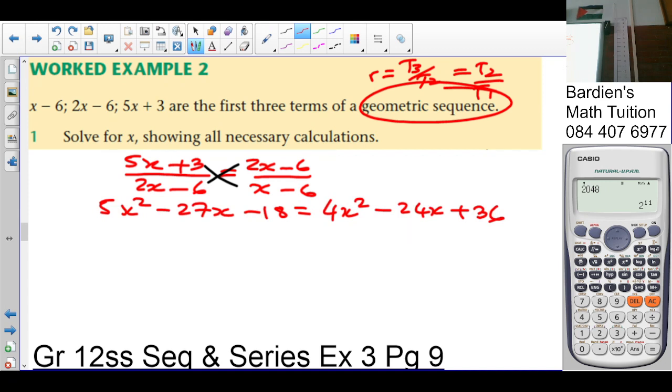Bring everything to the left hand side. So it's going to be 5x squared minus 4x squared is x squared. Minus 27x plus 24x is minus 3x. Minus 18 minus 36 is negative 54. Is that correct? So what is that to us now? It is a trinomial.